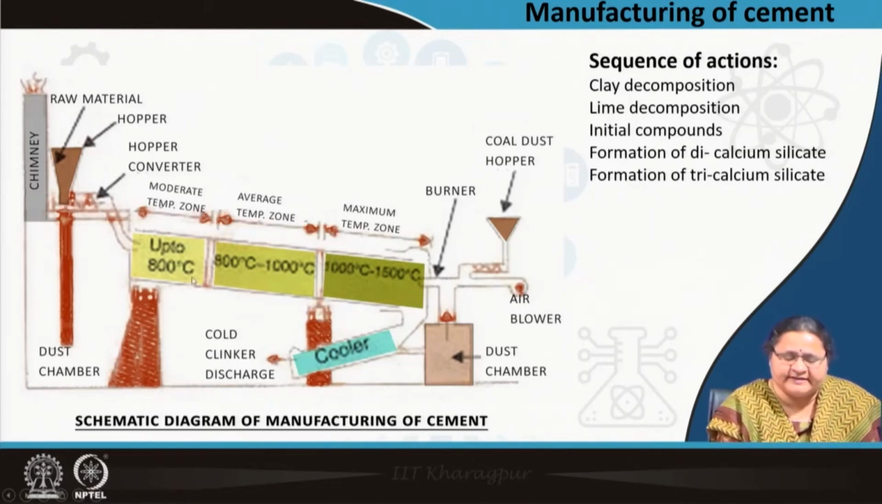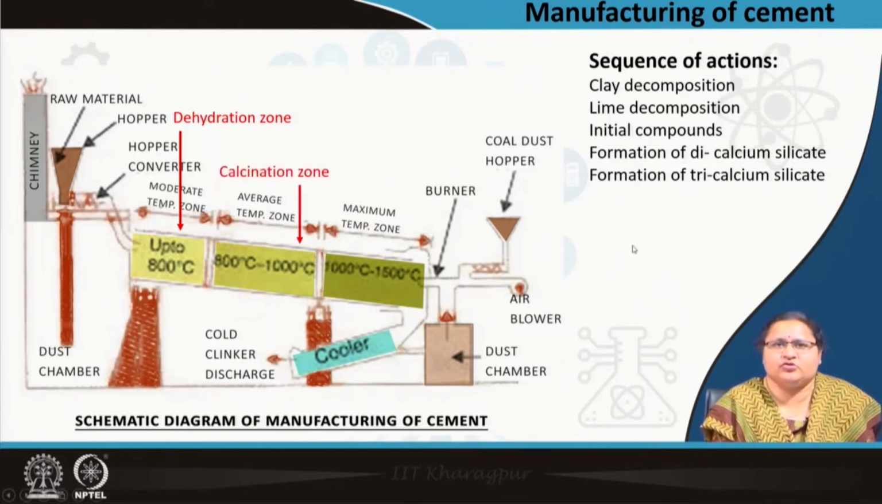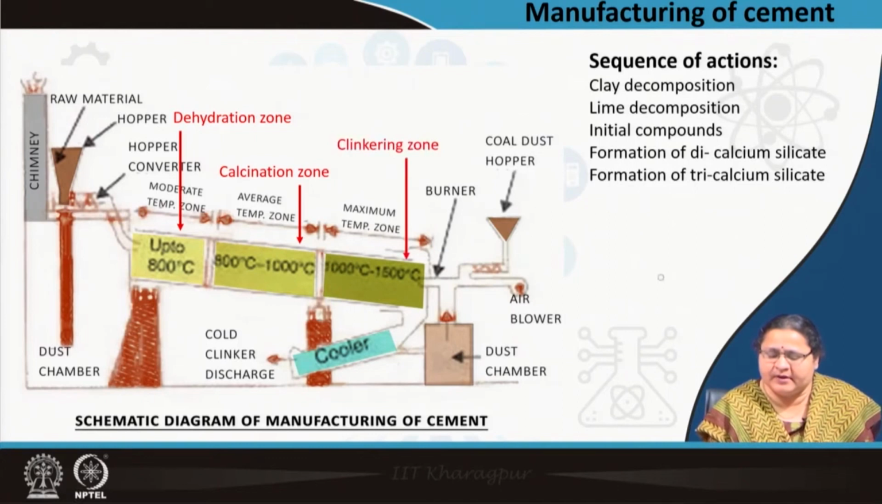So, here it receives some 800 degree centigrade temperature, and here actually the dehydration of the entire stone takes place. This area is the calcination zone, and the last part is the clinkering zone.